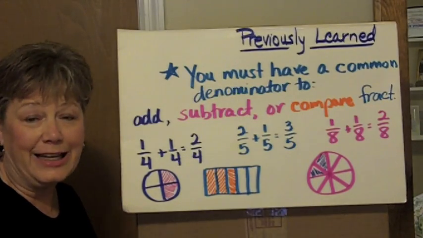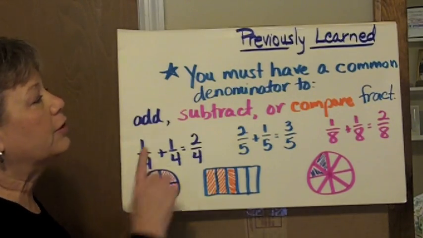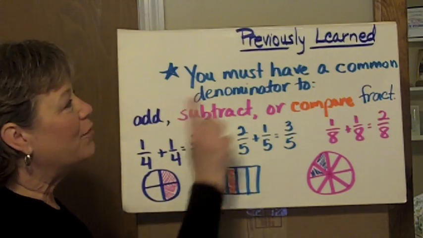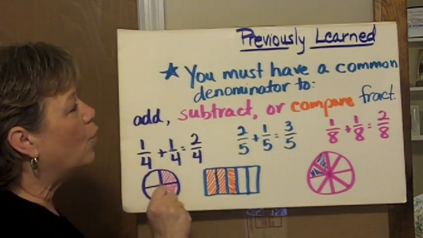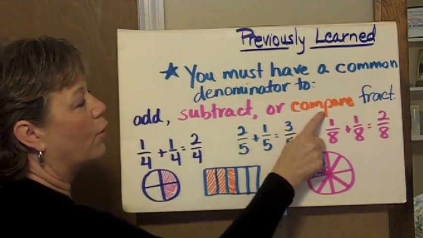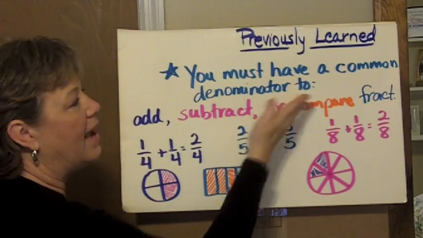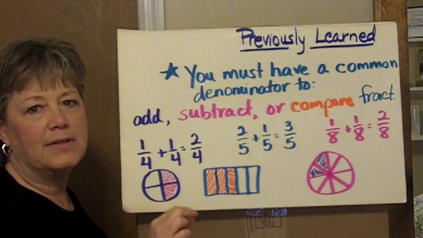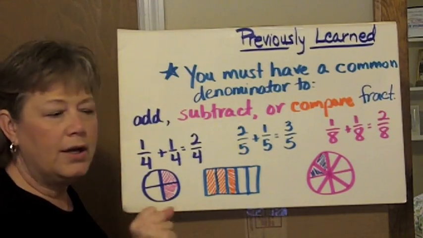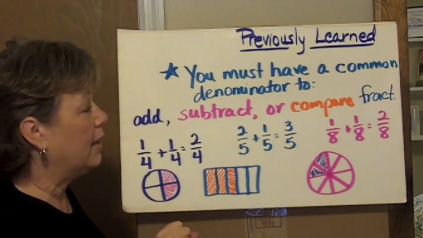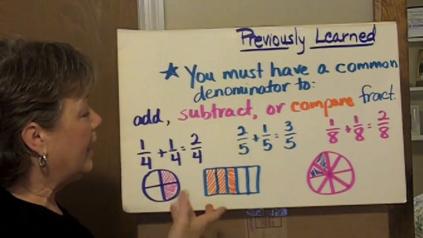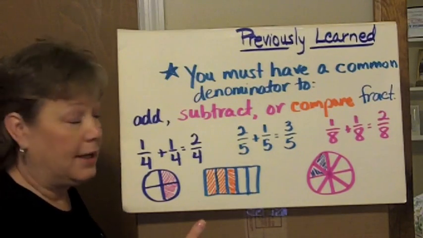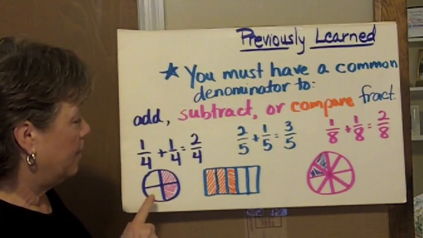Before you begin this week's lesson, I want you to look at something we learned last week and even some weeks before that. We've previously learned that in order to add, subtract, or compare fractions, you must have a common denominator. The denominator, the number on the bottom, must be the same in order to be 100% accurate in your answer. And so far, all the problems that you've been given have had that common denominator.